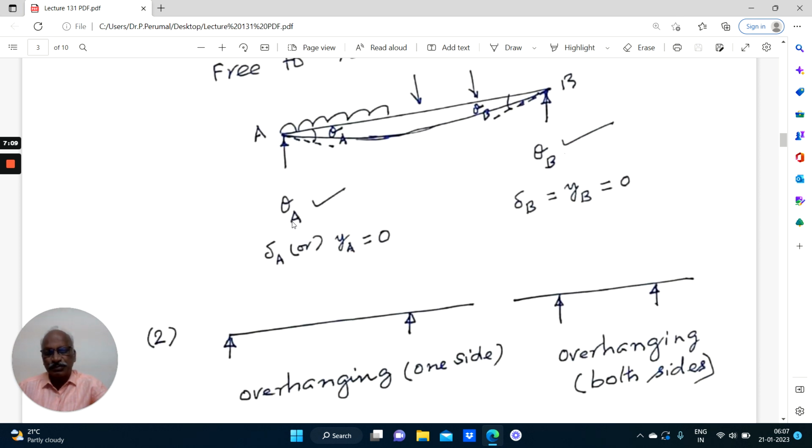Theta A is possible. The rotation at A is possible. You can imagine the hinge provided for fixing the shutter in a door or a window. So at the joint, it will allow only rotation. You can open the door, you can close the door, but it cannot be moved in the vertical direction or in the lateral direction. No displacement is possible. Displacements are 0. Delta A is 0. Here, the vertical displacement is 0. Rotation is possible, so theta B is possible. And here again, delta B is equal to 0.